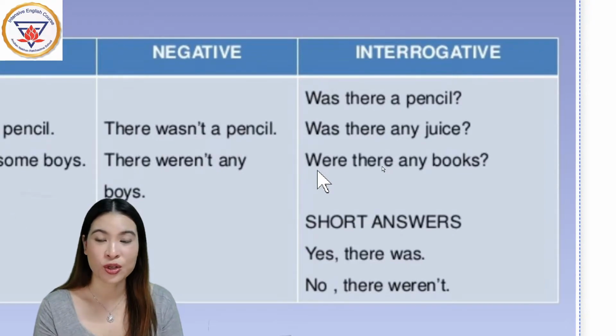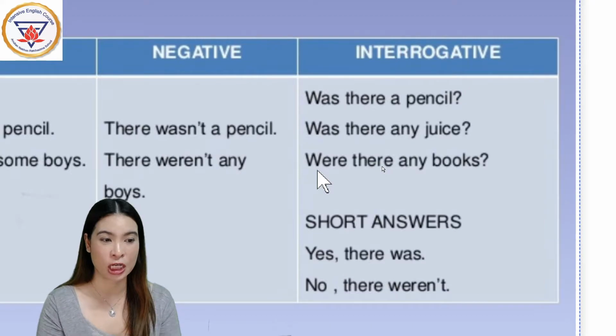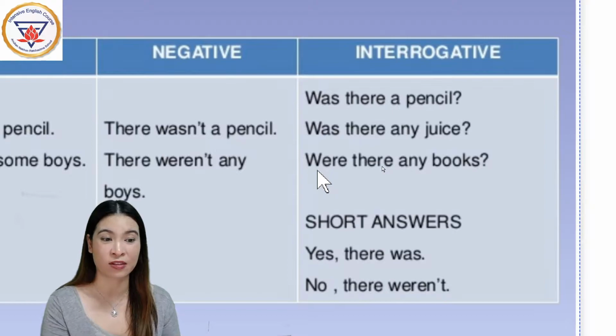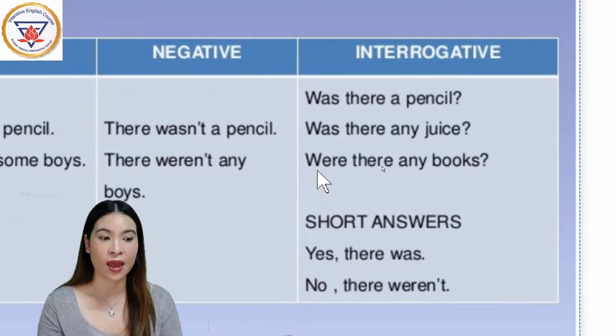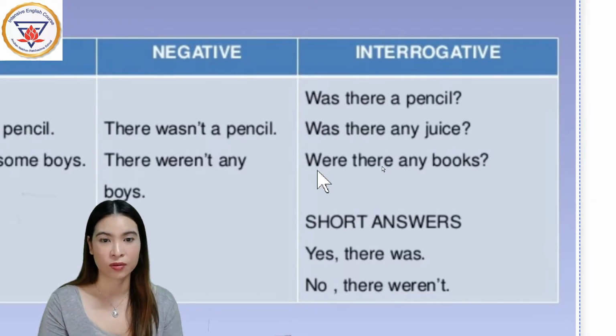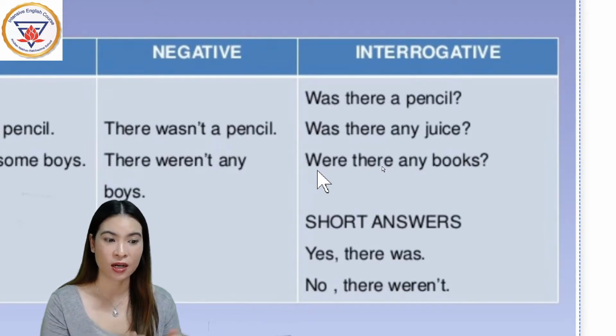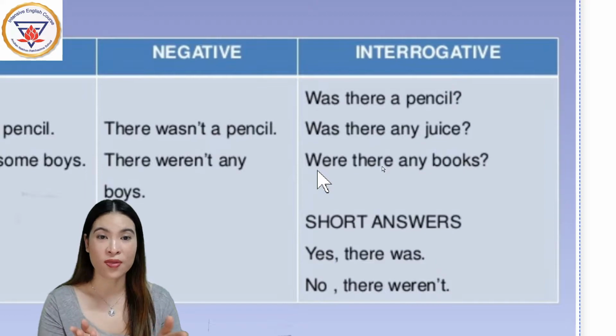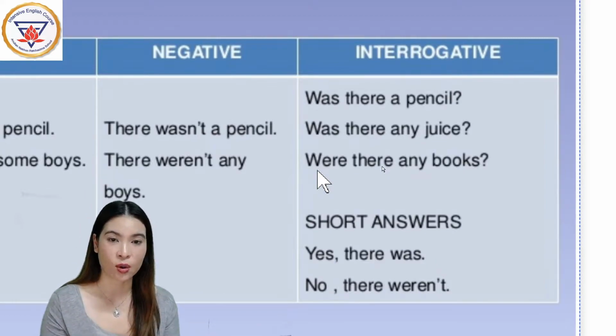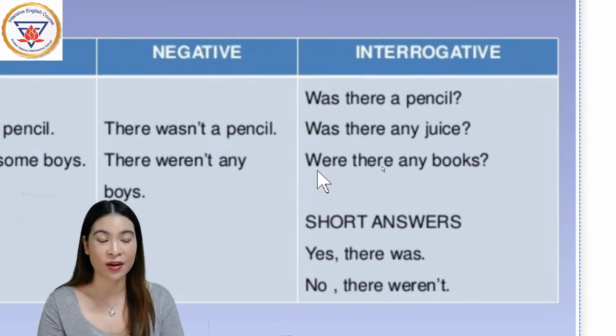And for the short answers, you answer really short, but not just yes or no. This is the shortest form that you should give as answers. Yes, there was. No, there wasn't. No, there weren't. Or yes, there were.